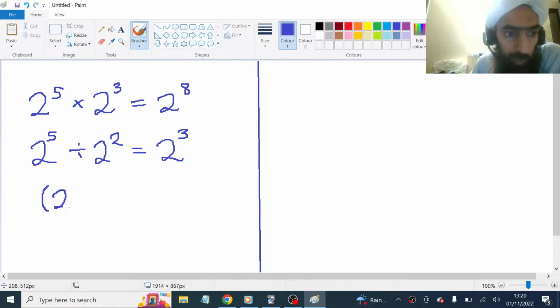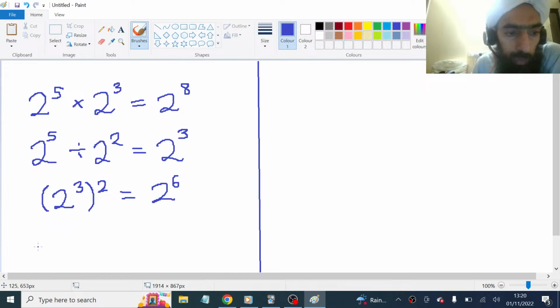If the power is in brackets, 2 to the power 3, and then outside the brackets is another power, so this is saying that you have to square 2 to the power 3, then the rule is that you multiply the two powers. So this power of 2 has to get applied to everything in the brackets. Here in this case it's only just one thing, so the powers get multiplied. 3 times 2 is 6, same base of 2, power is 6.